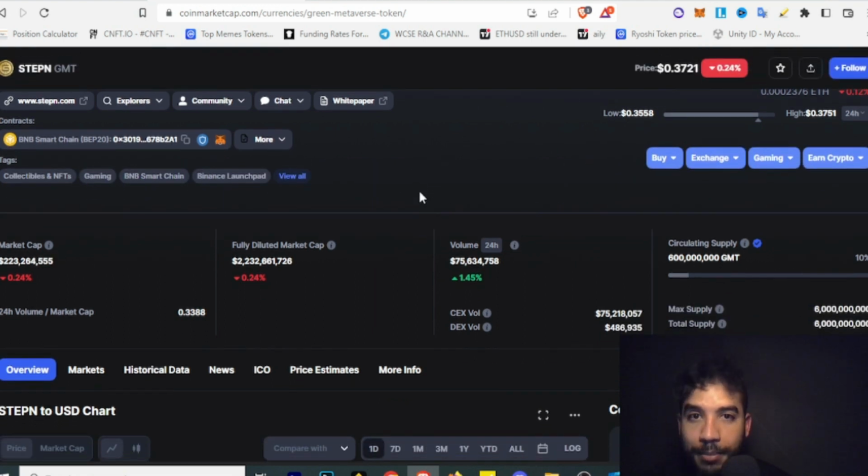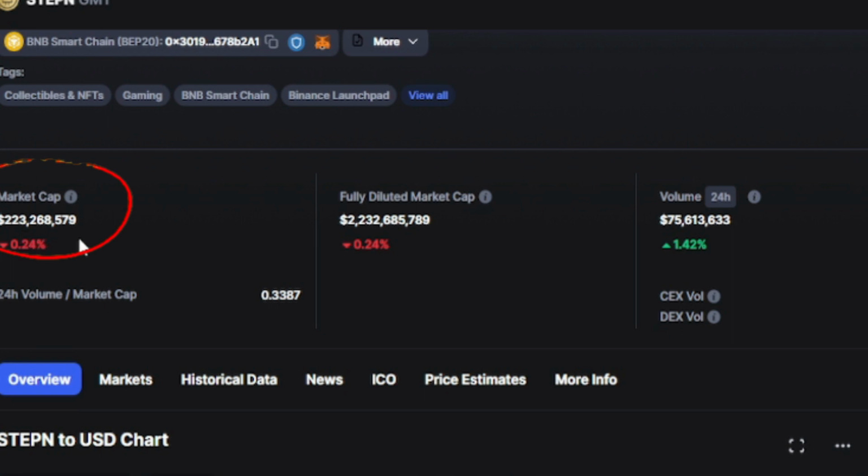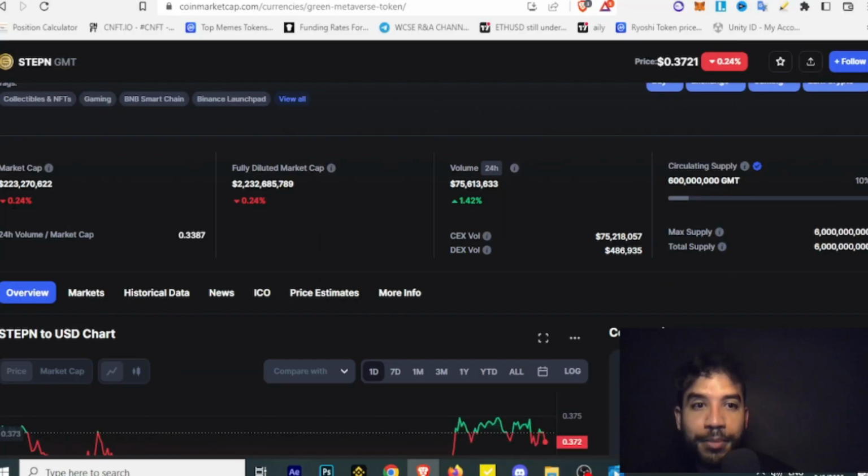Basically we start with the market cap. Market cap is everything. The price is not important. The market cap is what tells us where this coin stands. Either it is overvalued or undervalued. So this market cap, in GMT, is around $200 million. As we are in a bear market, $200 million, it is somewhat in the medium range, right? So it is not too low and it's not too high.